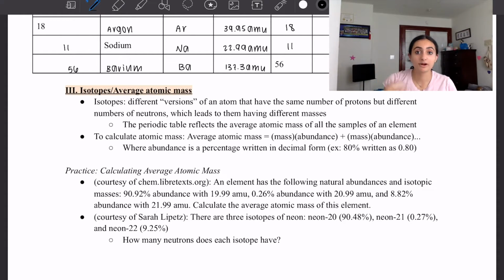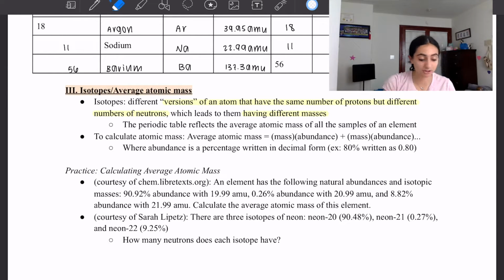Electrons orbit around the nucleus. And now we are going to move on to talking about isotopes and how to find average atomic mass. So isotopes are basically versions of an atom with the same number of protons, because that is the determining factor in what atom it is or what element it is. But there are a different number of neutrons, and that means that different isotopes have different masses.